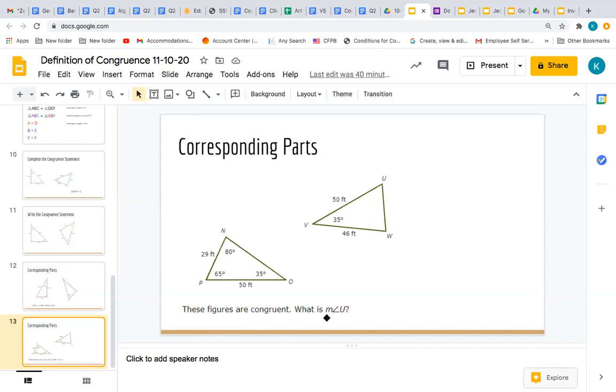So what is the measurement of MU? We don't know. Based on the information, we cannot find this out. So sometimes you will think about congruence only, then you might match it up. But if they don't give you enough information, please don't make a decision.